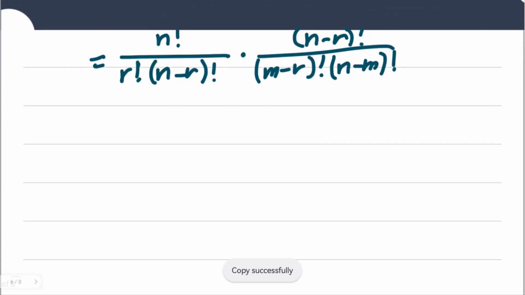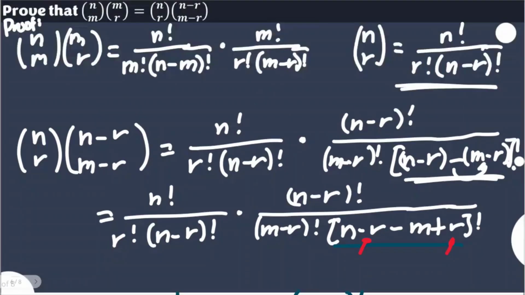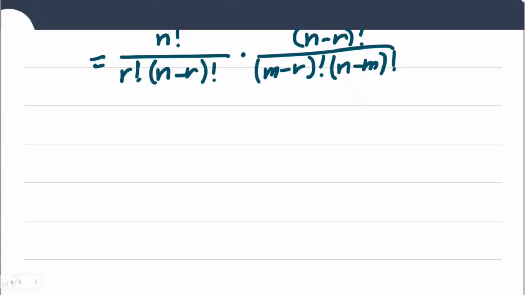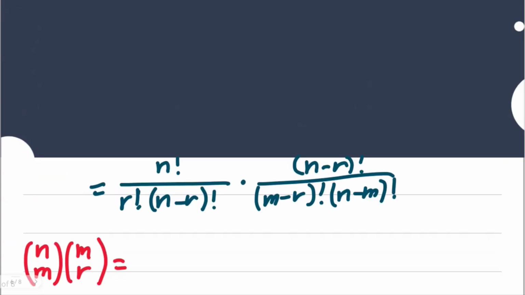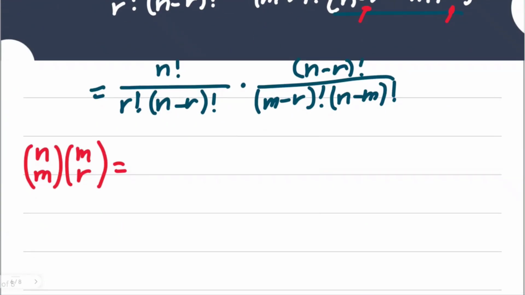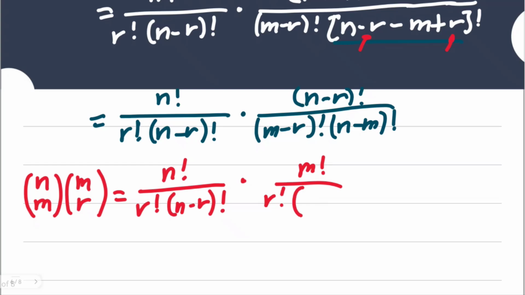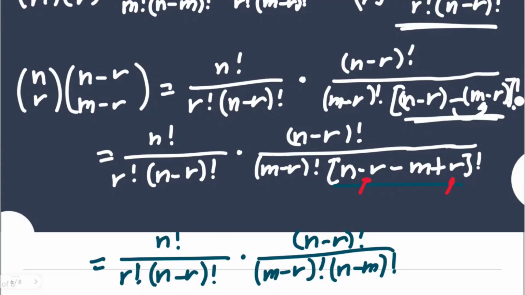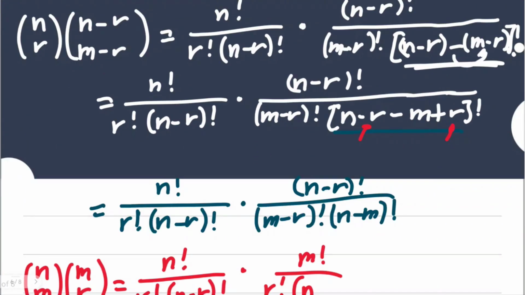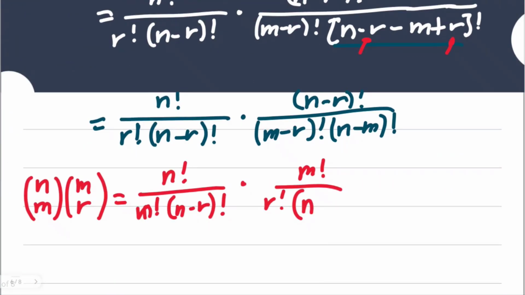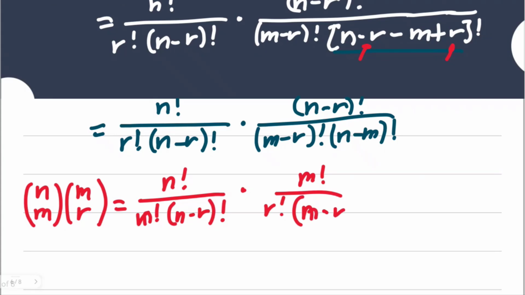Okay, this is the left-hand side. I think it would not be clear because it's white, so let me write it here. This was our n combination m times m combination r. If you may, I'm gonna write it here for your guidance: n factorial over r factorial times n minus r factorial times m factorial over, sorry, this was actually m, then m minus r factorial.